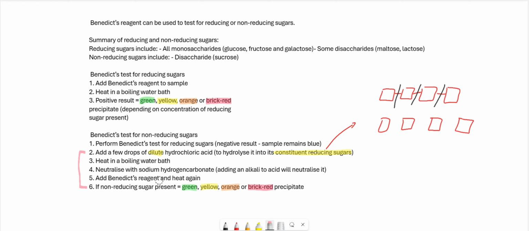Then we would add Benedict's reagent, and it says we would heat it again. So we add it first, then we heat it again. And then number 6 shows you the result that we expect. So if a non-reducing sugar is present, we would have a green, yellow, orange, or brick red precipitate, depending on the concentration of the non-reducing sugar present. And if it was a negative result, the sample would remain blue. That's pretty much it. This is as in depth as you would be required to understand.